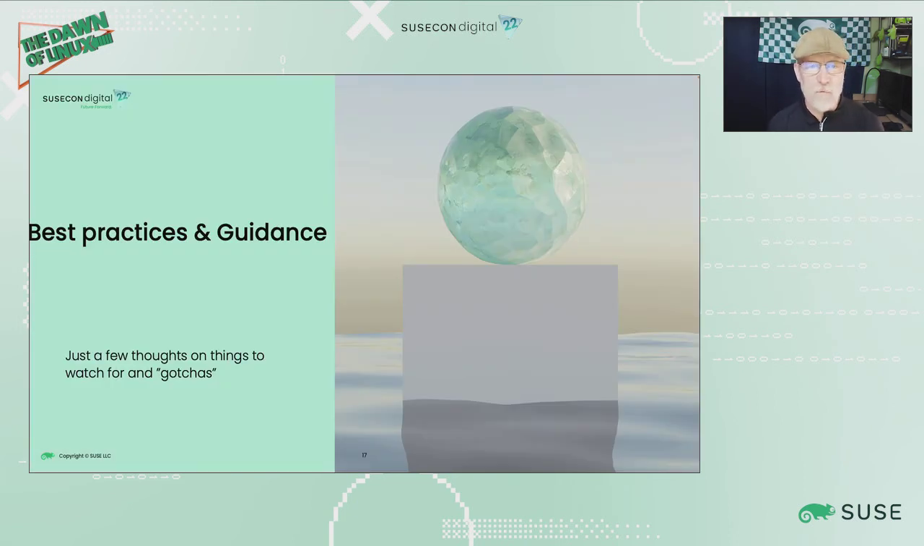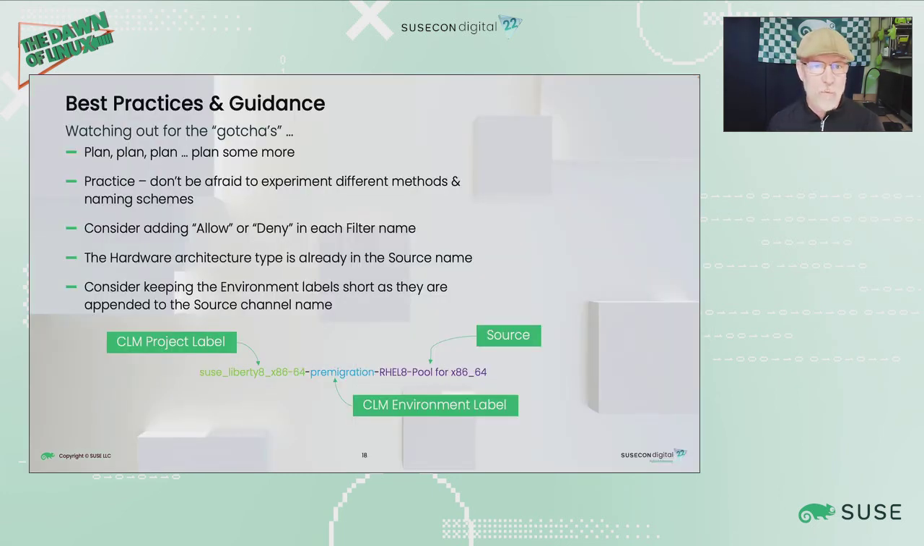So let's talk quickly about a couple of best practices and some guidance and things that I have found along the way. Real quickly, some ideas: plan some more, but practice. Don't be afraid to experiment with different methods and naming schemes. Trust me, the first time you go through this, you'll realize that, hey, maybe I should have named it slightly different, or I want to do it a little bit differently here. So you can practice. It doesn't break anything. We can build these, we can delete them, we can start over.